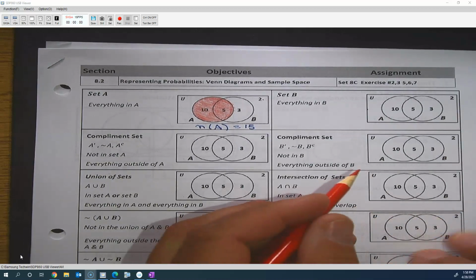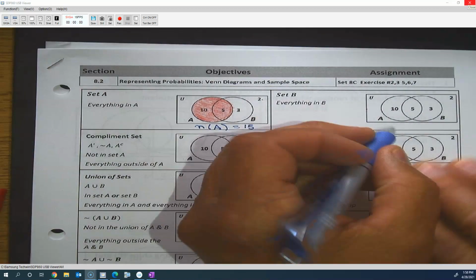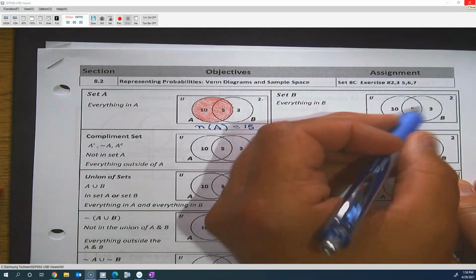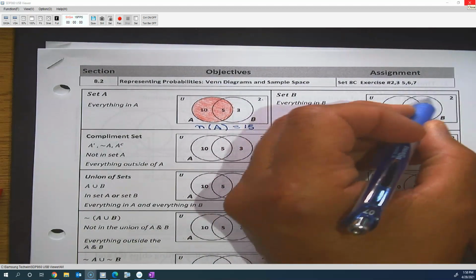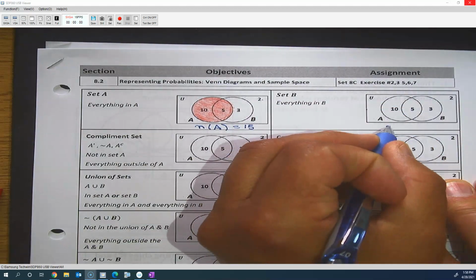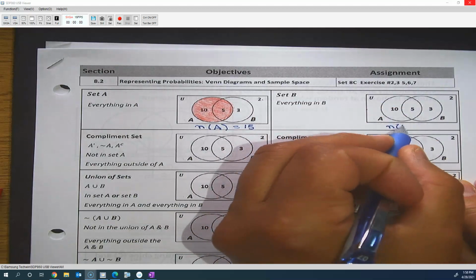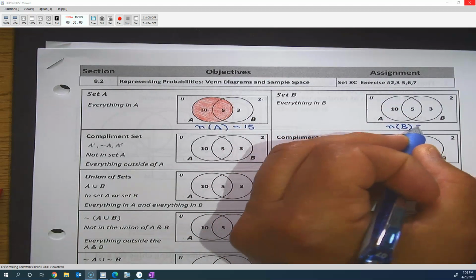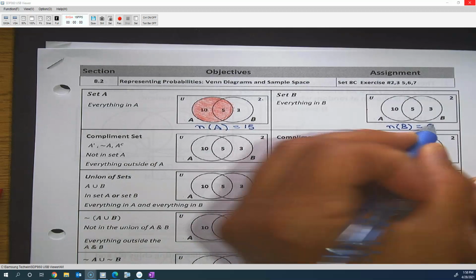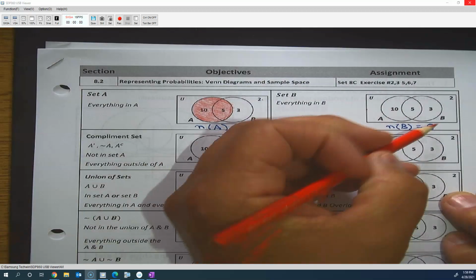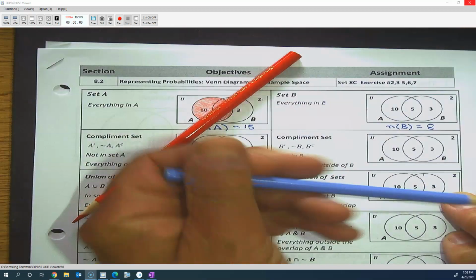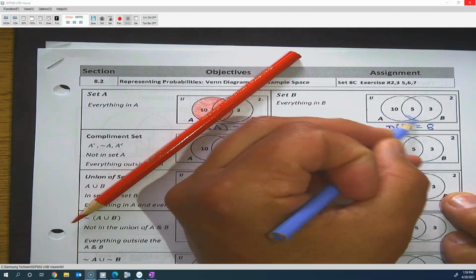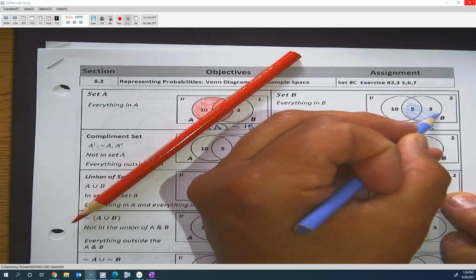Now, the number of homes in B, in circle B. Those values would be a total of 8. All right? So that just looks like this. Pretty simple.